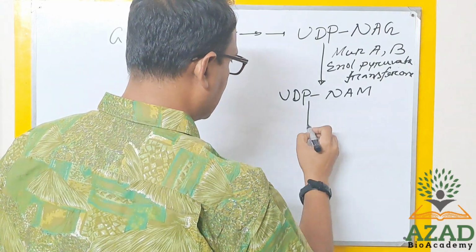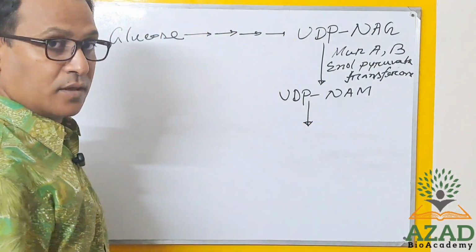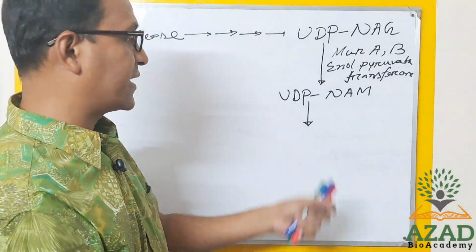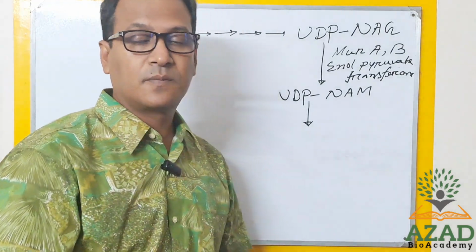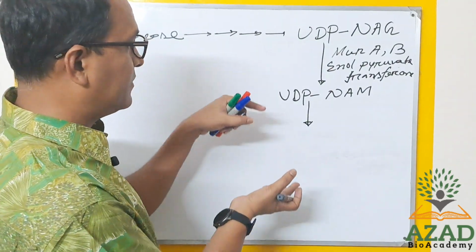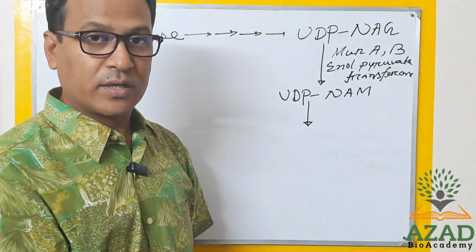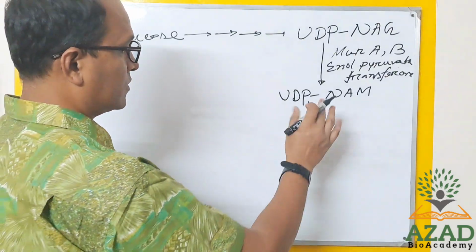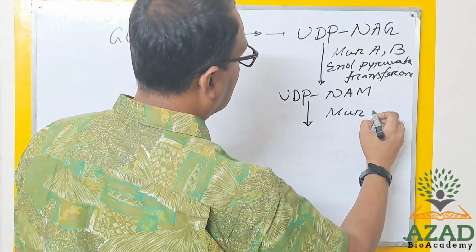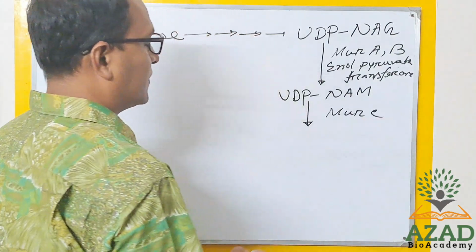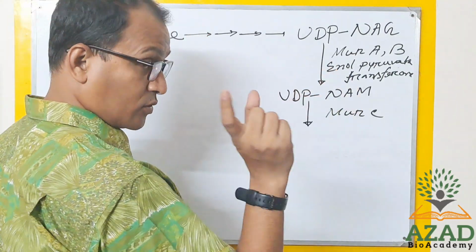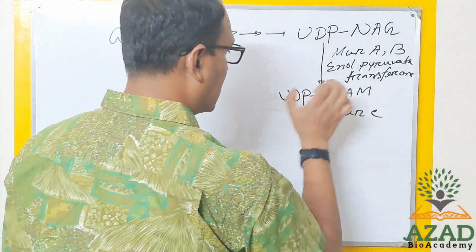The next: N-acetylmuramic acid will carry some amino acids, that is peptide. How the peptide will be added to the NAM sugar unit, I will explain now. One enzyme, MurC, will add a peptide, or rather an amino acid, to the NAM sugar.